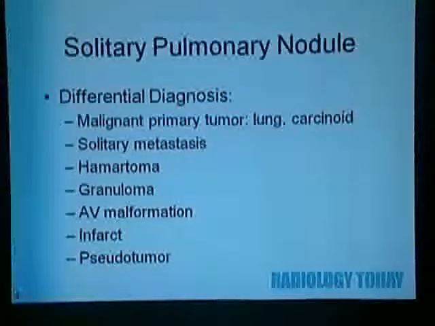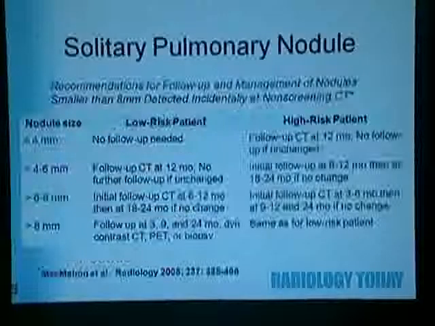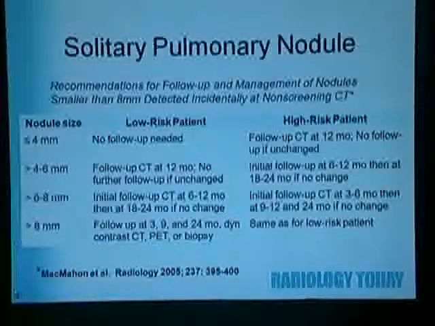Now, the differential is quite broad, anything from malignant tumors like lung and primary carcinoid to metastases to benign things like granulomas from histoplasmosis or TB. So the attempt that's been made is to try to standardize what our recommendations are when we see these pulmonary nodules that we're picking up more often.